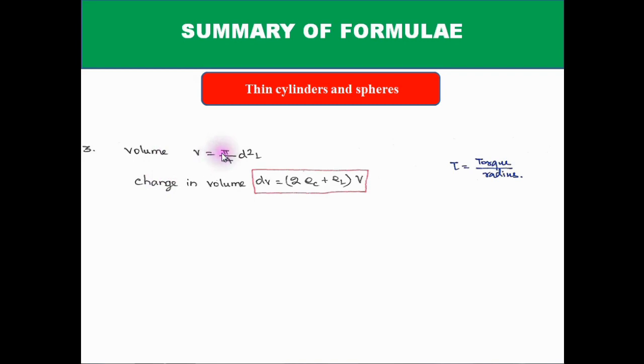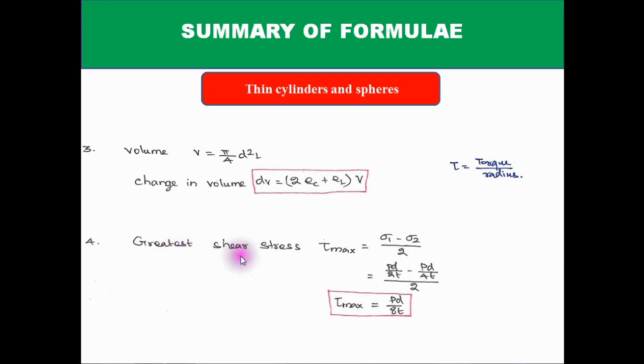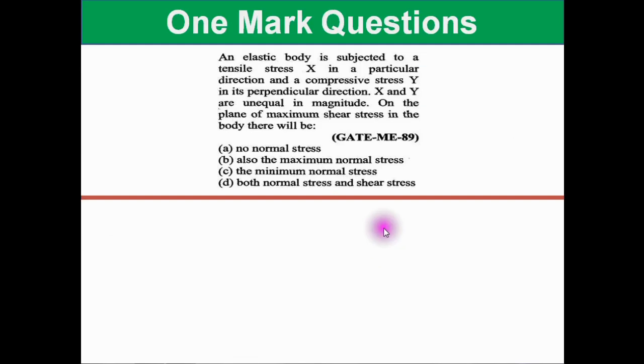Volume of cylinder is given by pi by 4 d square into L, and change in volume is given by the relation dV equal to 2 times circumferential strain plus longitudinal strain, into volume of the cylinder. Shear stress is equal to torque upon radius. The greatest shear stress, tau max, is equal to Pd by 8T.